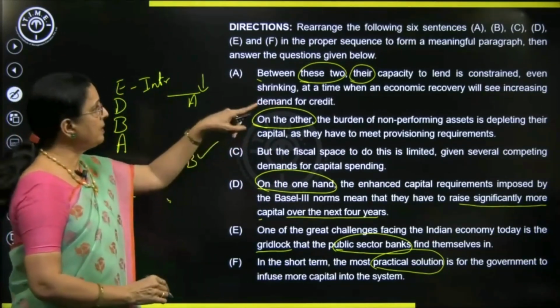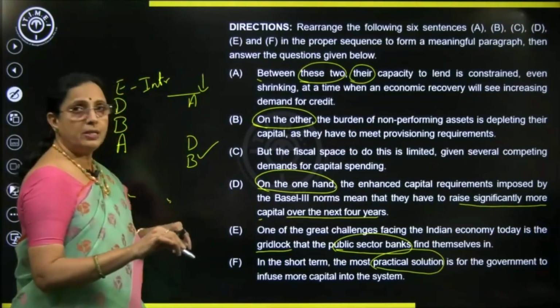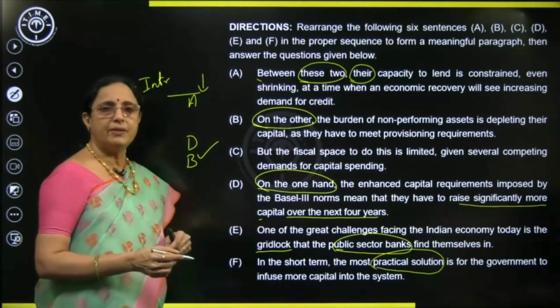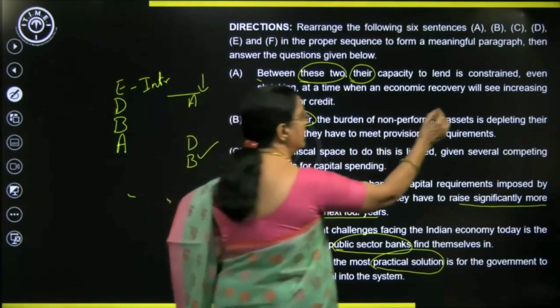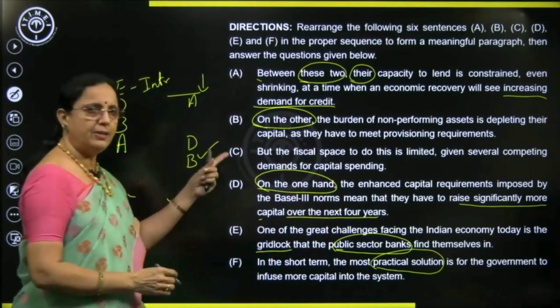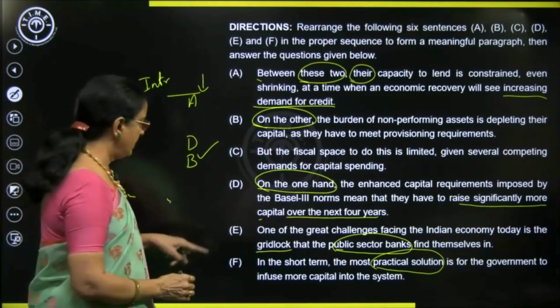Between these two, their capacity to lend is constrained, limited, again negative, even shrinking, going down at a time when an economic recovery will see increasing demand for credit, right. So, what's happening? It requires increasing demand for credit. That's also another challenge, right. So, EDBA, fine. What's after that?